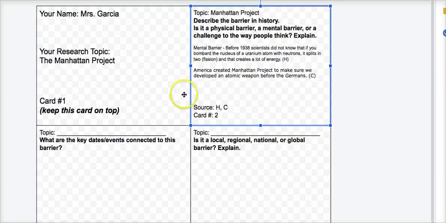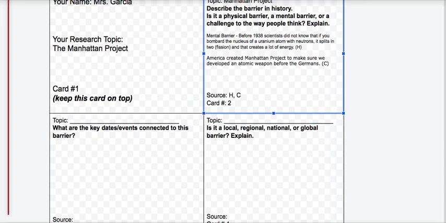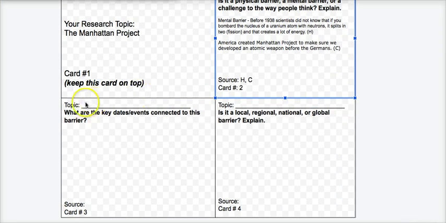Let's look at another question together. What are the key dates and events connected to this barrier? Okay, well, I remember my source A having a lot of information about this. So the first thing I'm going to do is put Manhattan Project at the top, and I'm going to abbreviate because it's annoying to type it out every time. But as long as somebody looking at it can tell what your topic is, you're good to abbreviate.